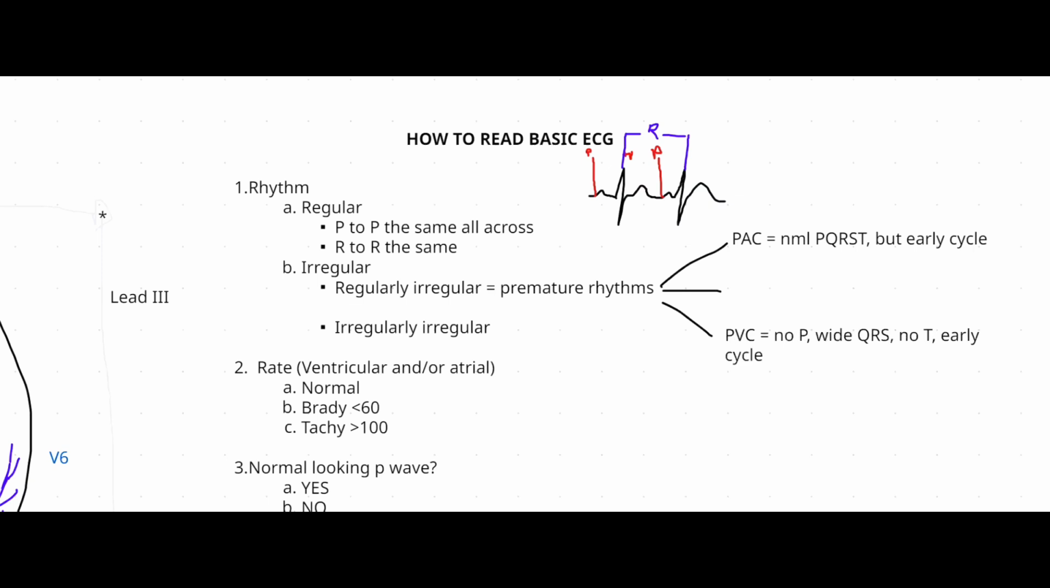Now for a PJC, premature junctional contraction, which we know now is in the AV node, right? So then here, there is no P, or an upside down P, inverted P, and the QRS is normal. Okay. So criteria-wise, these are the criteria for the premature beats.